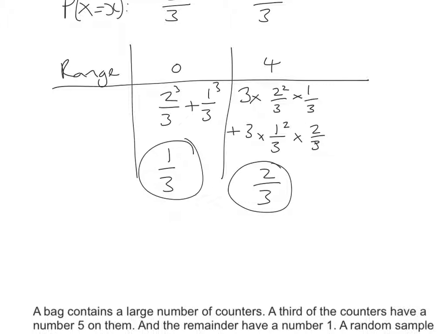So we can see that from this small sample you could get varying statistics. 1/3 of the time you're going to get a range of 0, and 2/3 of the time you're going to get a range of 4.